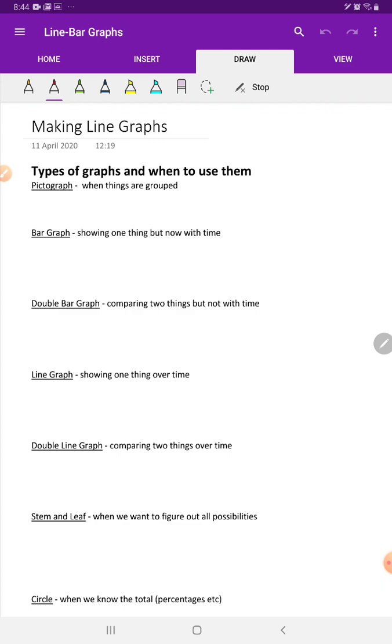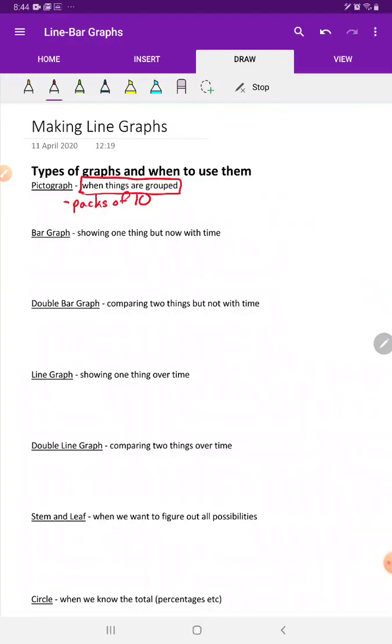Thank you. Okay, so pictograph, you already know what a pictograph is. It's when you use pictures to represent something, and you use pictographs when things are already grouped up. So for example, things come in packs of 10, and you get 10 of those packs, all right, etc.